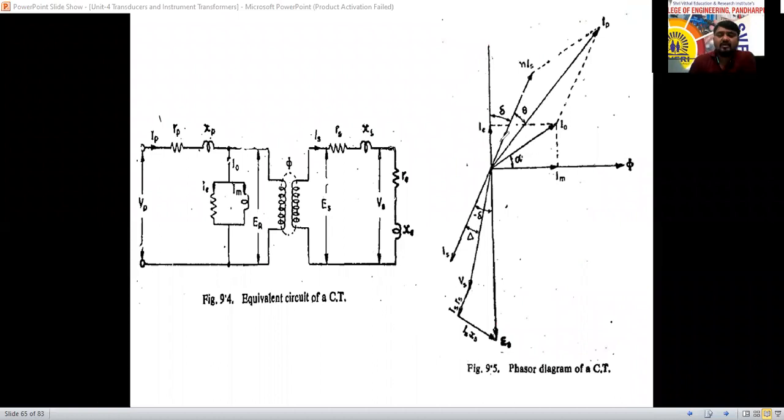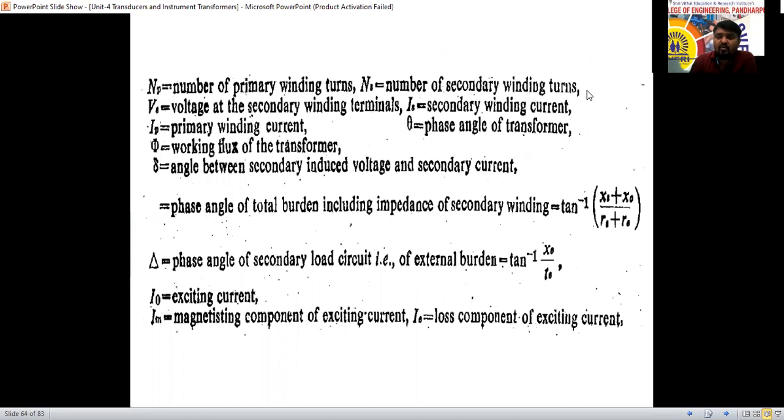So this input current, called IP, is the combination of I naught plus NIS, that will give the input current here. To derive the transformation ratio and all the things, we have to modify this phasor diagram into some parameters. So to discuss that, I will show another phasor diagram. Up to here, we are keeping this as it is. Instead of the secondary winding, we are going to consider the primary only, and modify here.